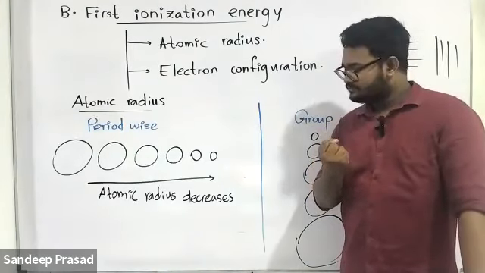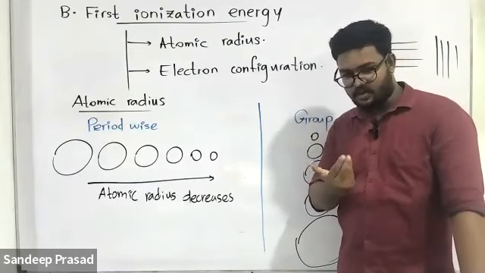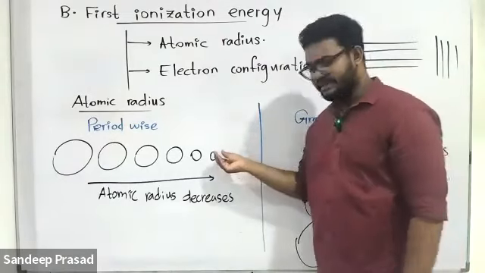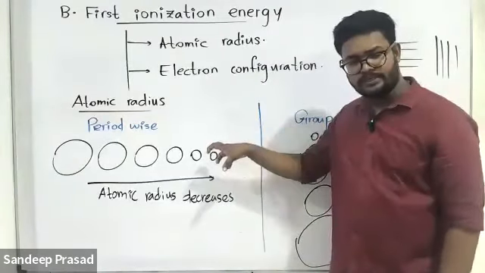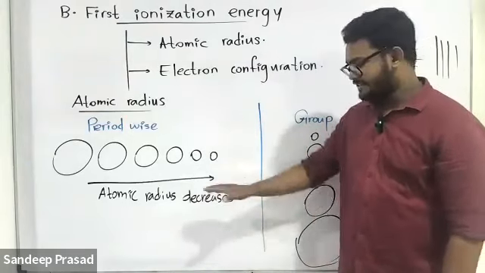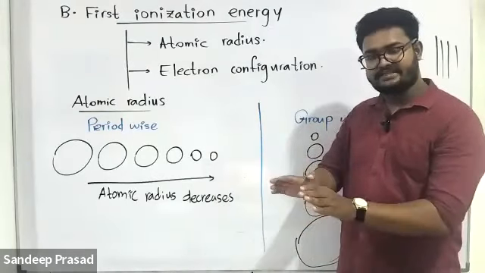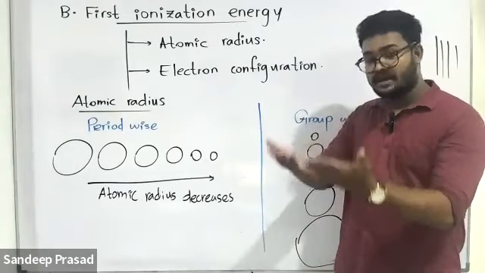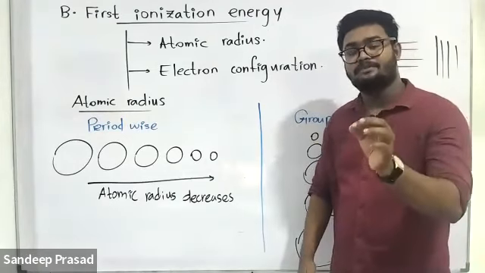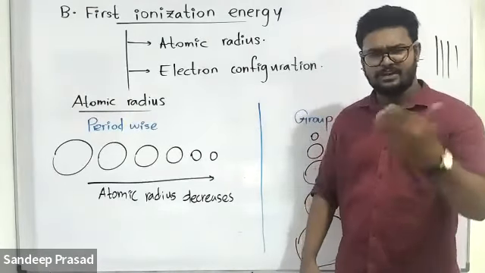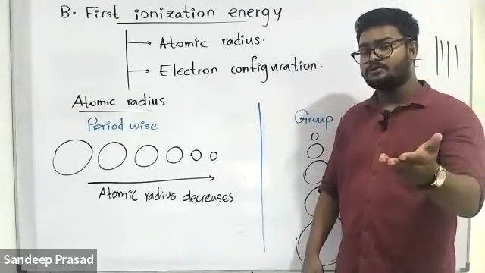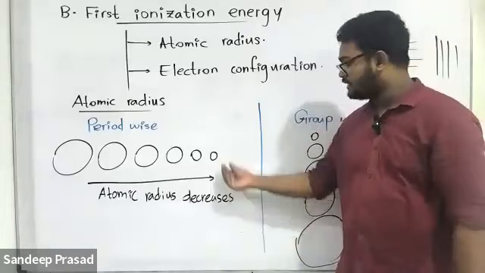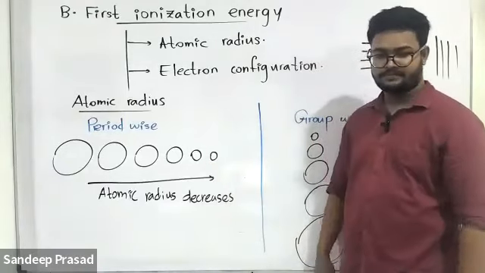So remember, when the atomic radius decreases along the period, ionization energy is increasing. The reason is the electrons are more attracted towards the nucleus. When the radius decreases, these electrons are more attracted to the nucleus. When the electrons are more attracted to the nucleus, how is it possible to remove an electron? That's a very difficult task, right? We have to supply a lot of energy in order to remove electrons from these kinds of atoms.